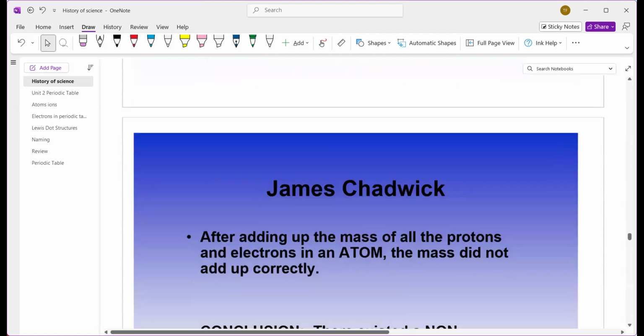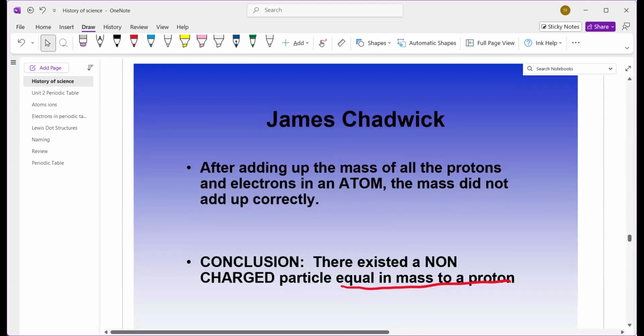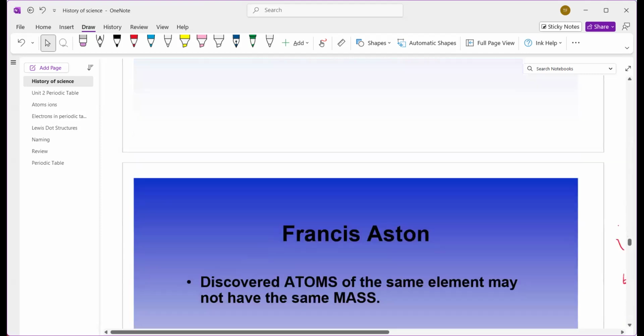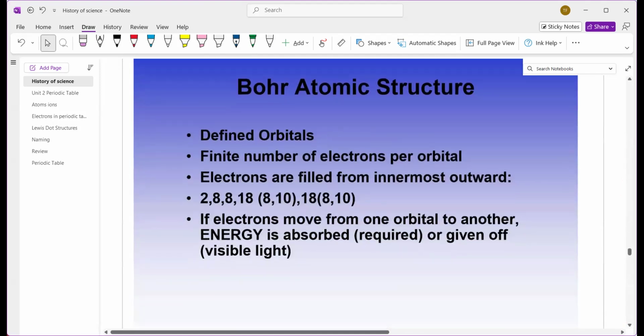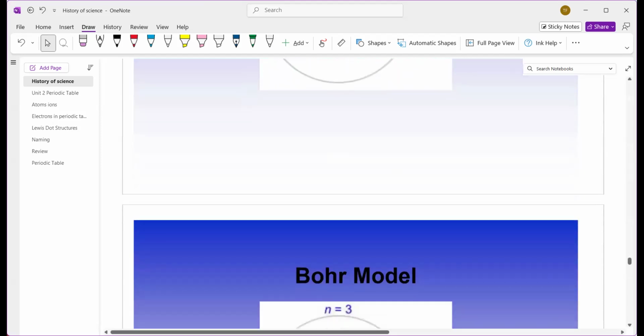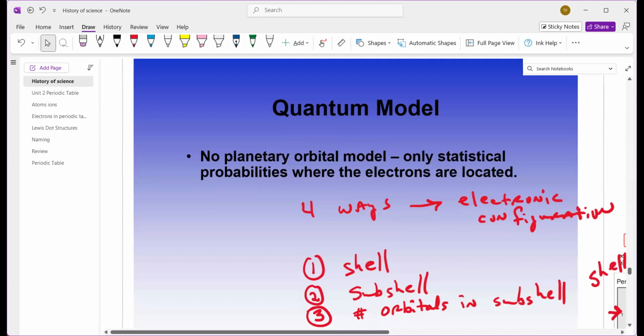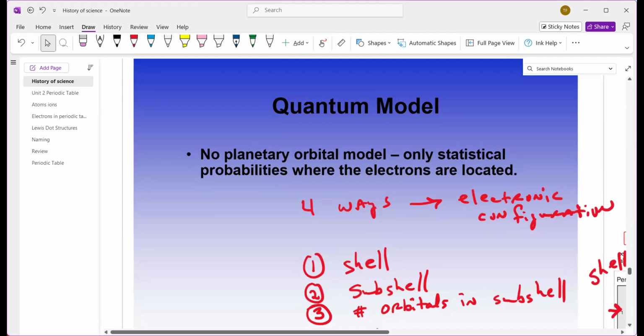And then Chadwick came up with the concept of the neutron. And then Aston came up with the idea of isotopes. And then there's Bohr, with three parts. He defined orbitals, the number of electrons per orbital, and the concept that electrons can leave an orbital, go to another one, and come back. Then there were some issues with that, and they came up with quantum theory. And that's where we are now. It's still a valid model.